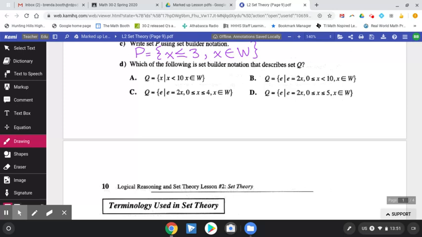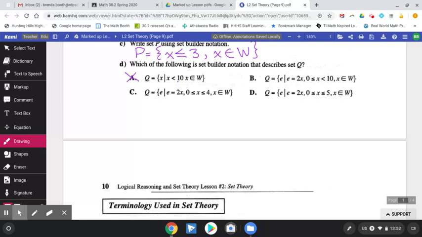A says that Q is X, such that X is less than 10, and X is an element of whole numbers. So what this one is saying is that it's all whole numbers less than 10, so we can rule that one out because we only want the even whole numbers less than 10. Okay, let's take a look at B.